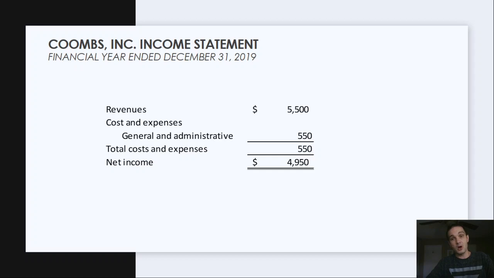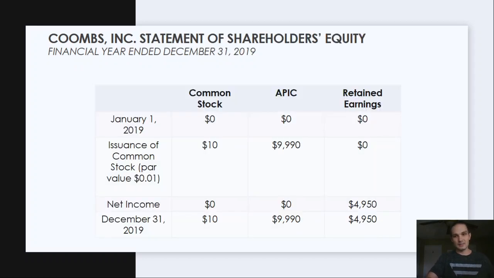So we know now our net income amount, which then is going to flow into retained earnings. So we have this net income. Now we can prepare our statement of shareholders' equity because we know our net income, which will increase our equity, right? Our income statement flows into our equity as part of retained earnings or accumulated deficit. And so that's what we see here.